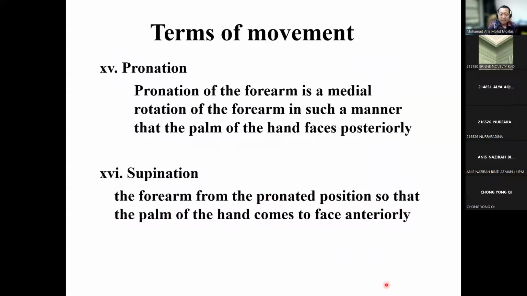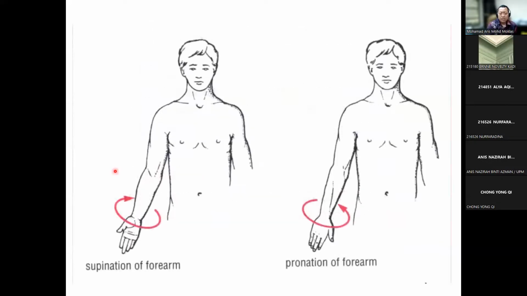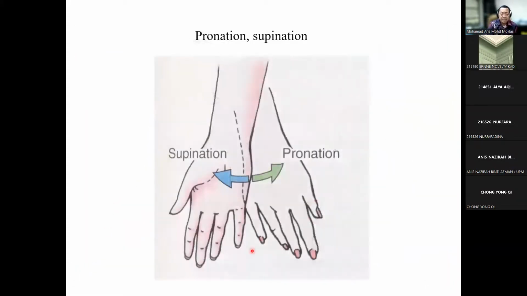Pronation, supination. Pronation of the forearm is a medial rotation of the forearm in such a manner that the palm of the hand faces posteriorly. The opposite will be supination. So this is how it looks like. Pronation, palm facing posteriorly. Supination, palm facing anteriorly. All right. This is pronation and supination.